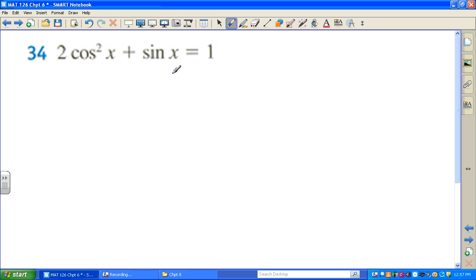2 cosine squared plus sine of x equals 1. So, did you ever watch that video? Ms. Ballard, do you have any ideas? Divide by 2. You can divide by 2 if you want to. Cosine squared of x plus 1/2 sine of x equals 1/2. You can do that. I wouldn't do that. Let's not do it.